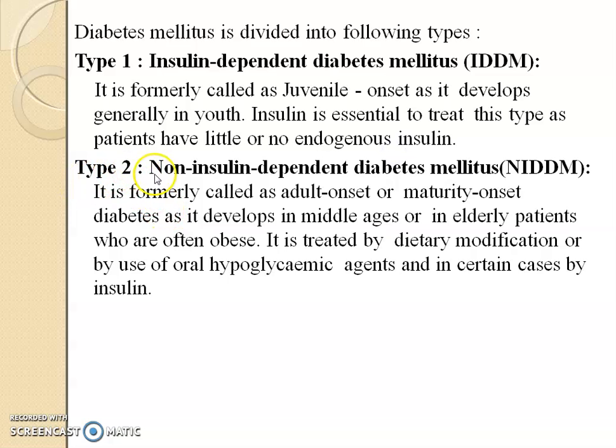Type 2 is non-insulin dependent diabetes mellitus, also called NIDDM. It was formerly called adult onset or maturity onset diabetes as it develops in middle age or in elderly patients who are often obese. It is treated by dietary modification or by use of oral hypoglycemic agents and in certain cases by insulin.